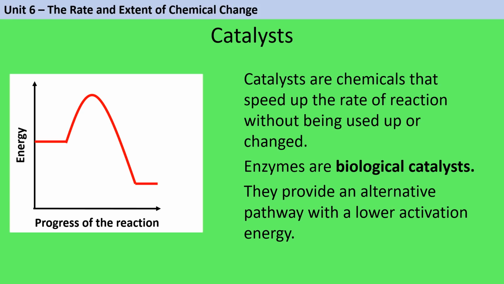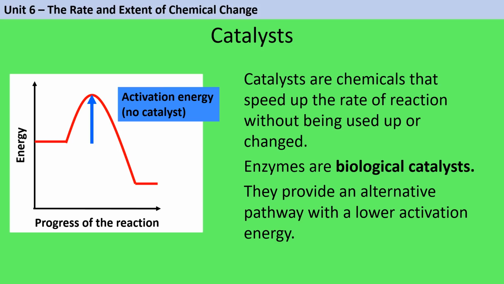In Unit 5, you learned how to draw and interpret these energy profile diagrams for reactions. So this is an example of an exothermic reaction where the reactants have more energy than the products. And we can draw an arrow representing the activation energy, the amount of energy required for this reaction to start.